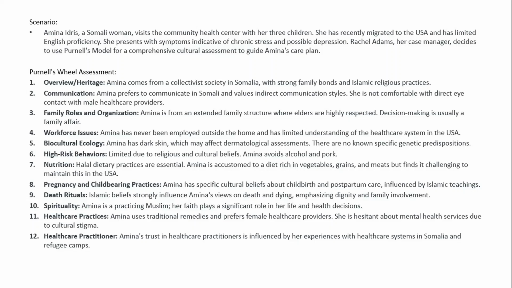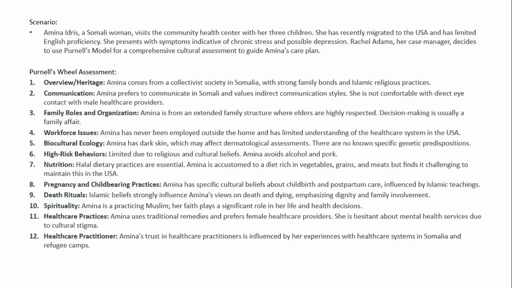She is accustomed to a diet rich in vegetables, grains, and meats, but finds it challenging to maintain this in the United States. Pregnancy and childbearing practices: she has specific cultural beliefs about childbirth and postpartum care influenced by Islamic teachings. Death rituals: Islamic beliefs strongly influence Amina's views on death and dying, emphasizing dignity and family involvement.